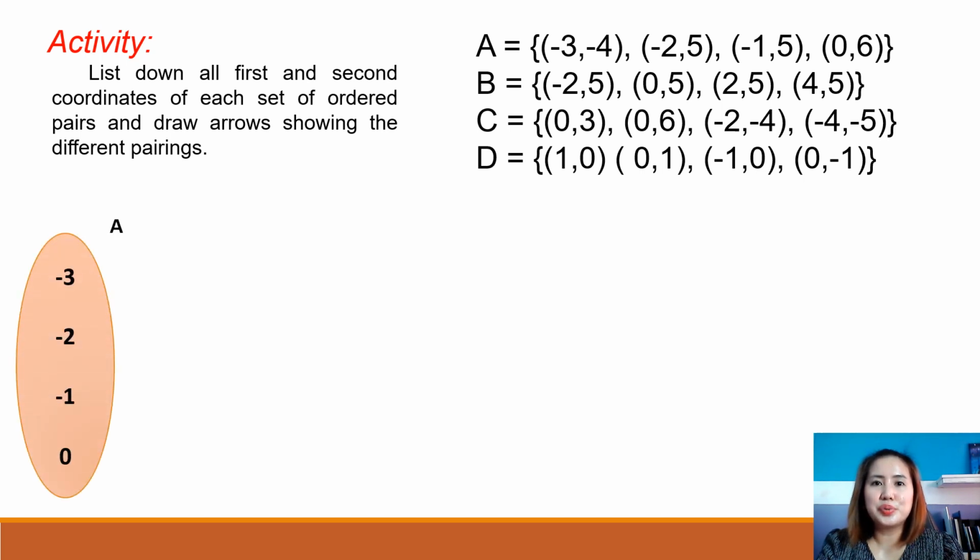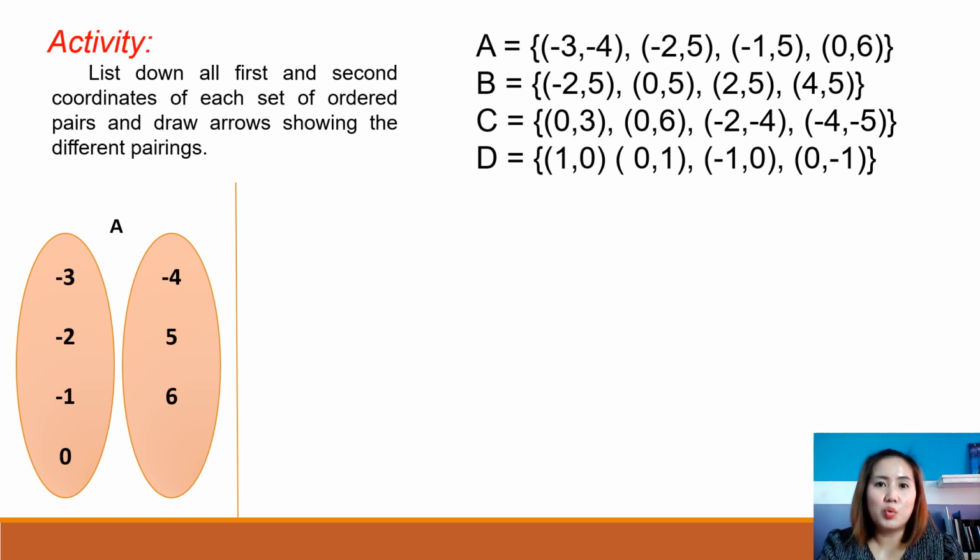First, let us focus on set A. We have the first coordinates, or the values of x, as negative 3, negative 2, negative 1, and 0. For the second coordinates, we have negative 4, positive 5, and positive 6. Now, if you will notice, in set A, we use 5 as the second coordinate twice. We have (-2, 5) and (-1, 5), but we are going to write it in our diagram once.